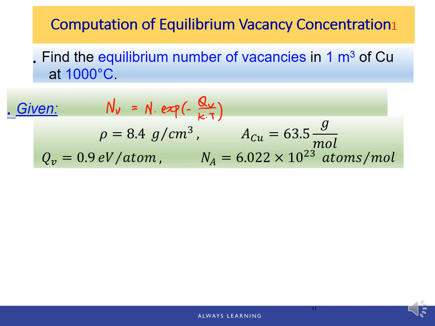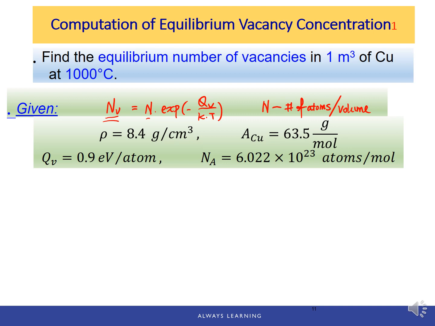So we're going to use this equation, obviously. Now let's check which quantity we already know and which one we don't know. First, this is what we're looking for, and then the number of atoms per volume. N is the number of atoms per unit volume, and it seems like we don't have it directly right now.